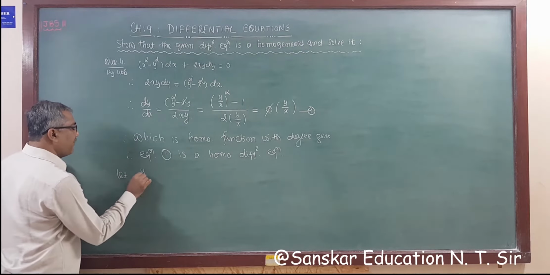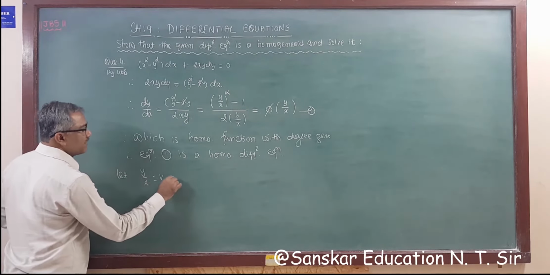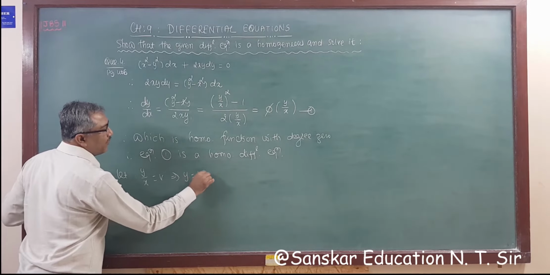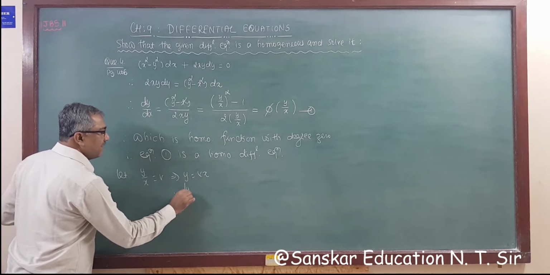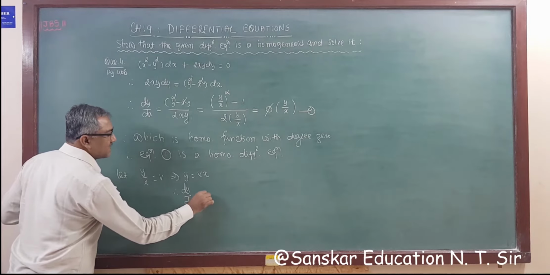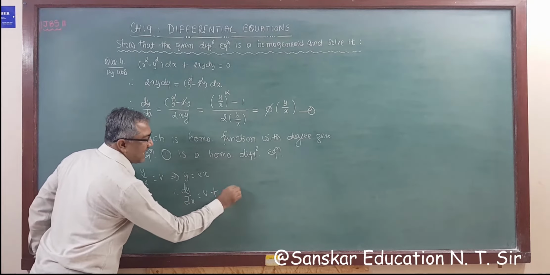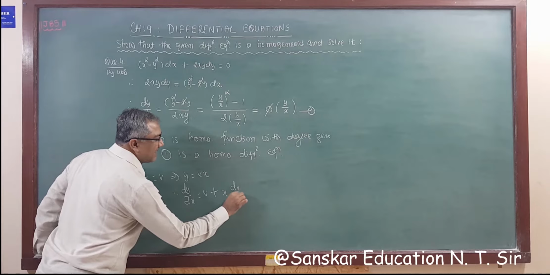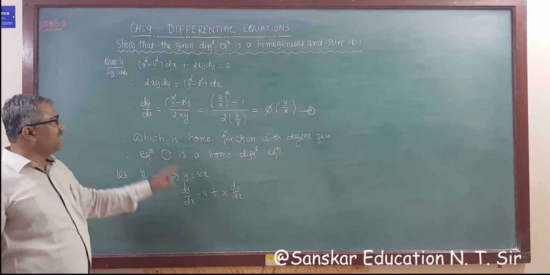So what we have to do is assume y by x is equal to v. So let y by x is equal to v. So this implies y is equal to vx. So what we get, dy by dx is equal to v plus x dv by dx, as usual you know. Now substituting this value in 1.